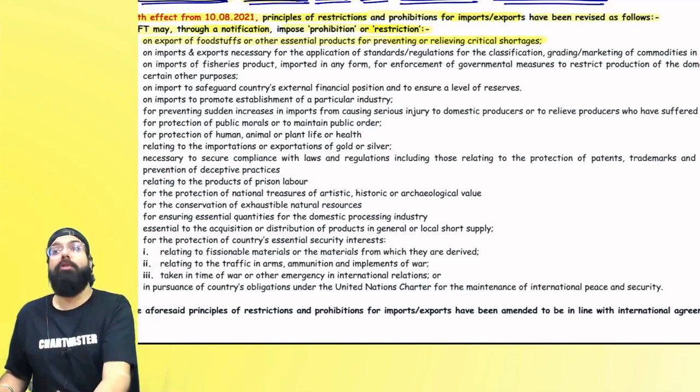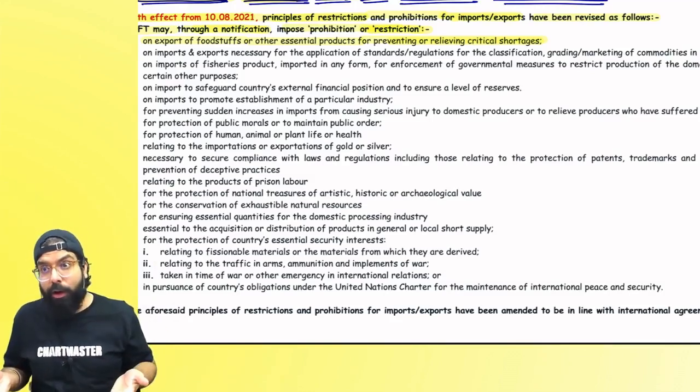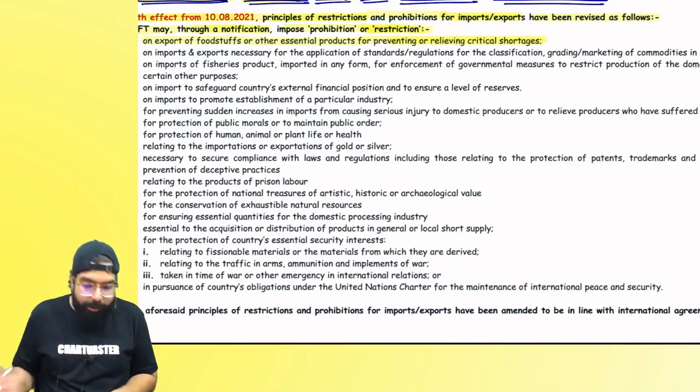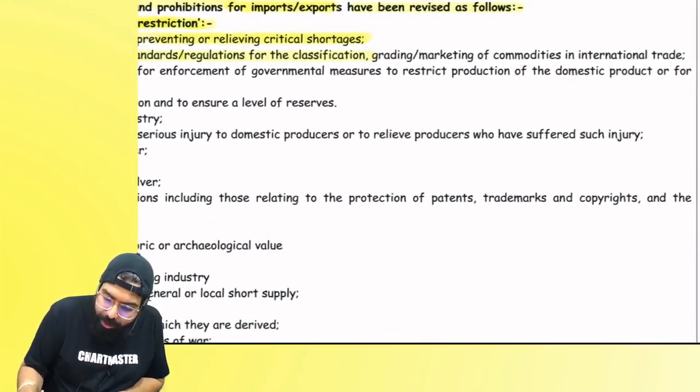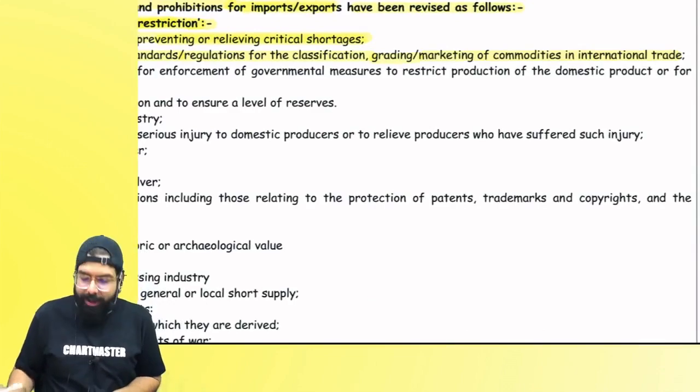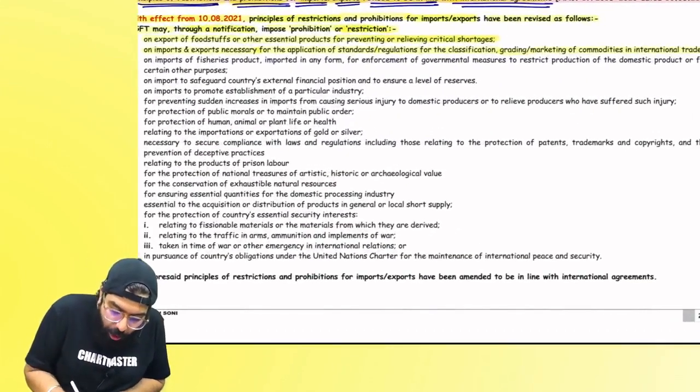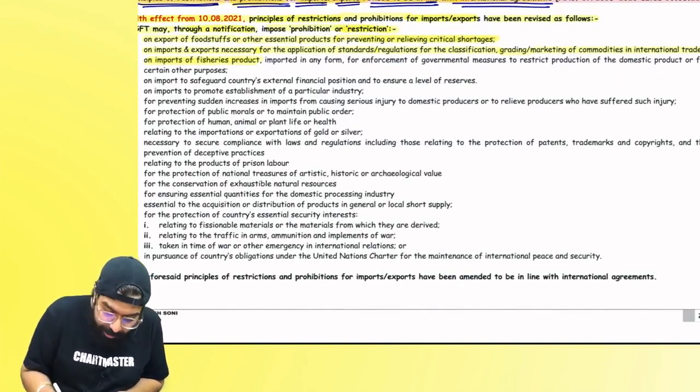But if there is a critical shortage in my country, should I save myself or should I save those outside India? Then, restrictions on import and export are also allowed where necessary for the application of standard regulations for classification, grading or marketing of commodities in international trade. Then, on import of fishery products, they can impose restriction on import in any form for enforcement of governmental measures to restrict production of the domestic product or for certain other purposes.